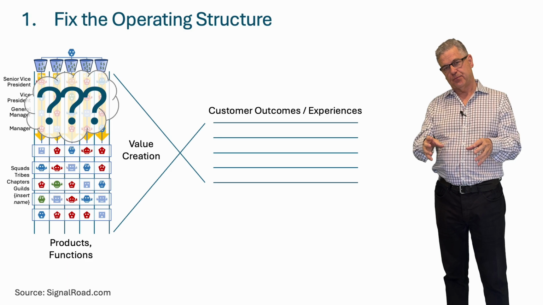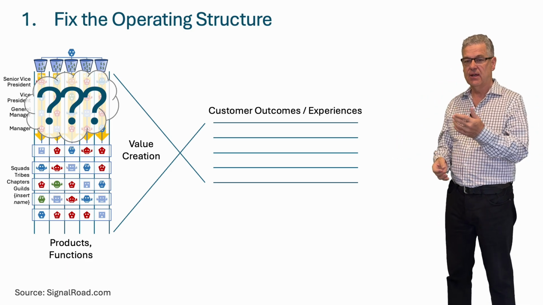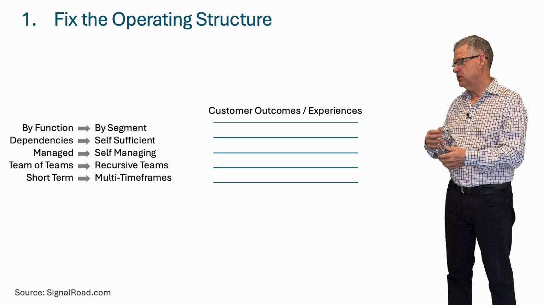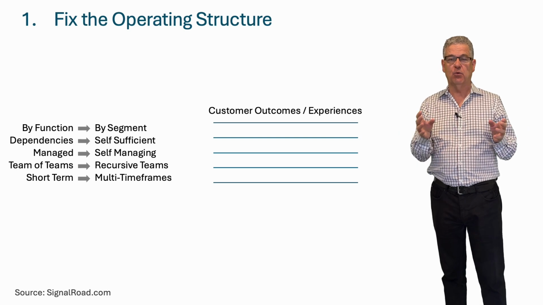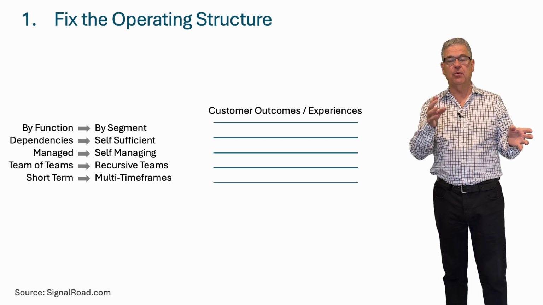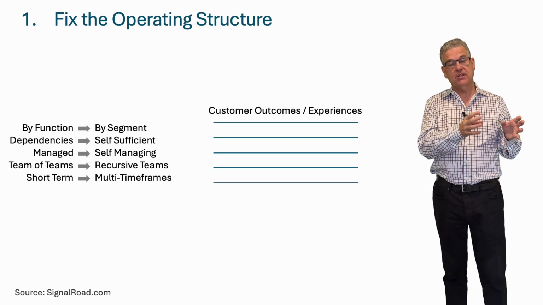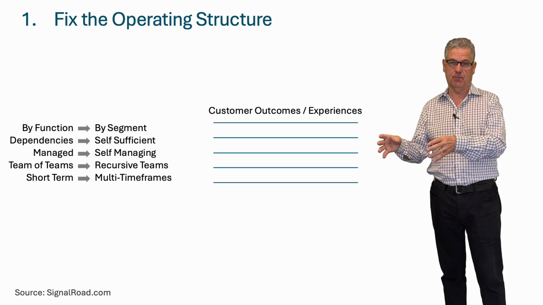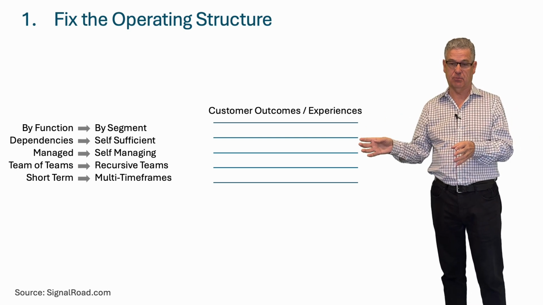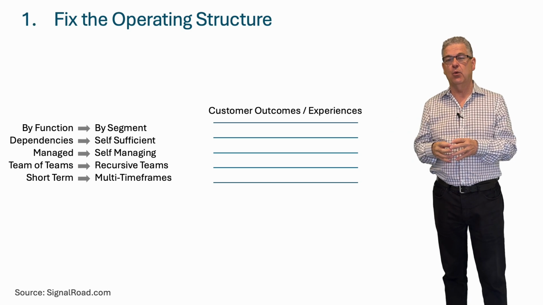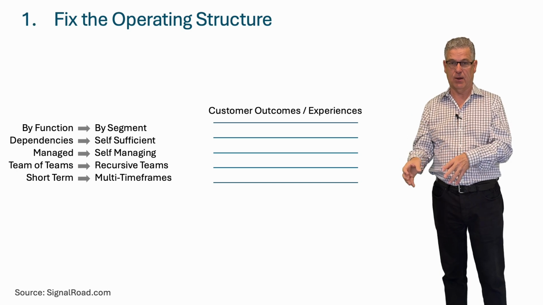So what do we do? Well, what we need to do is restructure our operation, and here's how we do it. The first thing is we change our approach. We move from by function to by segment. We move from being dependent to being self-sufficient, from being managed to being self-managed, from a team of teams to a recursive team, from short-term thinking to thinking over multiple timeframes. To do this, we're going to use organization frameworks as opposed to process frameworks.